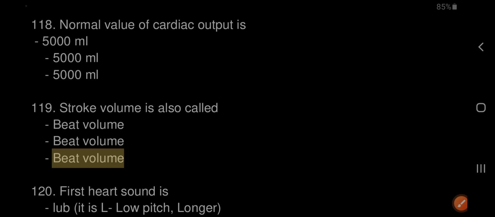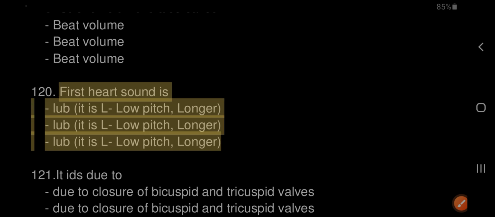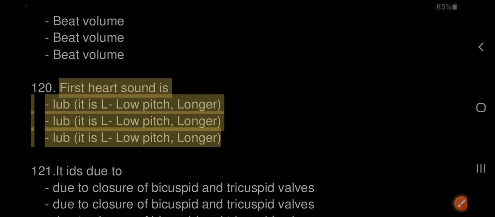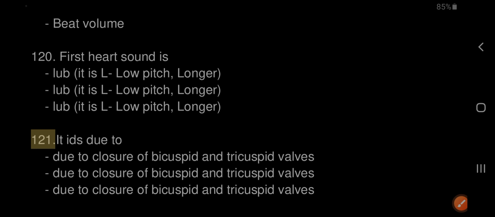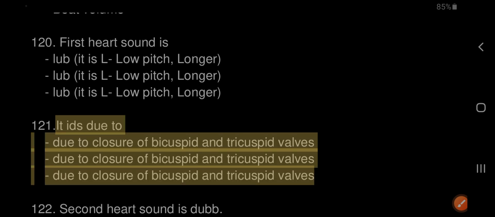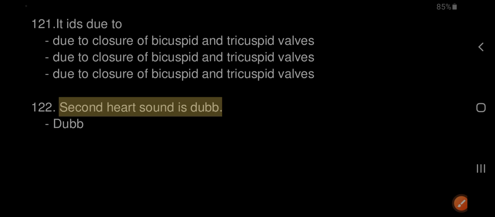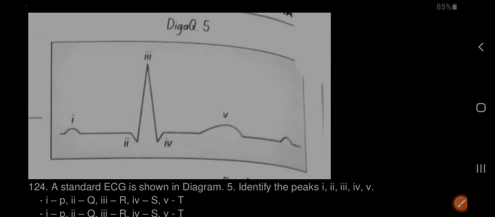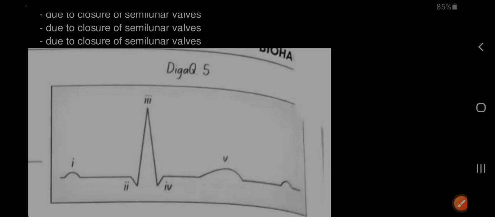120. First heart sound is lub, it is low pitch, longer. 121. It is due to closure of bicuspid and tricuspid valves. 122. Second heart sound is dub. 123. It is due to closure of semilunar valves.